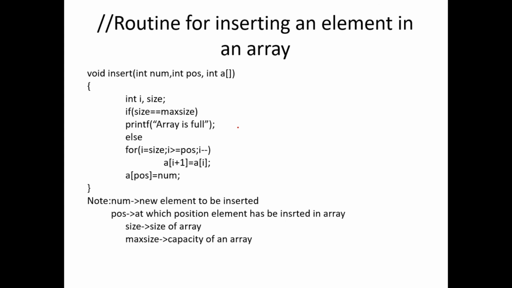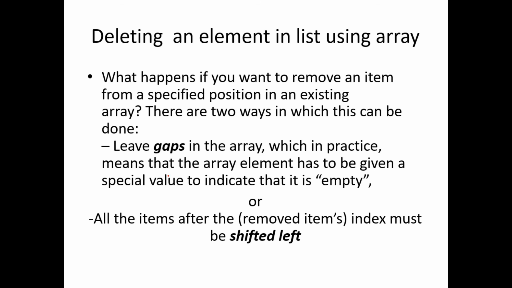This is the routine for inserting an element in an array. Before inserting an element, first we have to check whether the current size of the array has reached the maximum size. If the condition fails, we can go for performing the insertion operation. Before performing the insertion, first we have to push down all the elements. For that purpose this line has been mentioned: a of I plus 1 equal to a of I, which is used for pushing down all the elements. Then a of POS equal to num, which represents that at the specified position the number has been inserted.